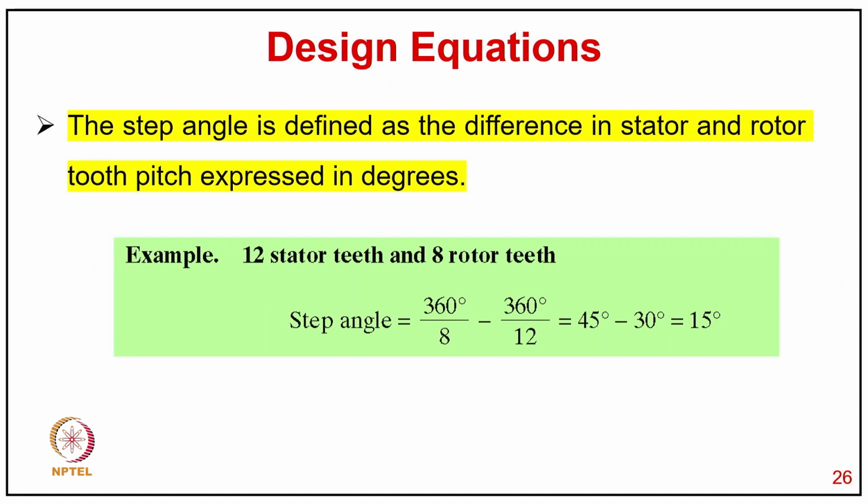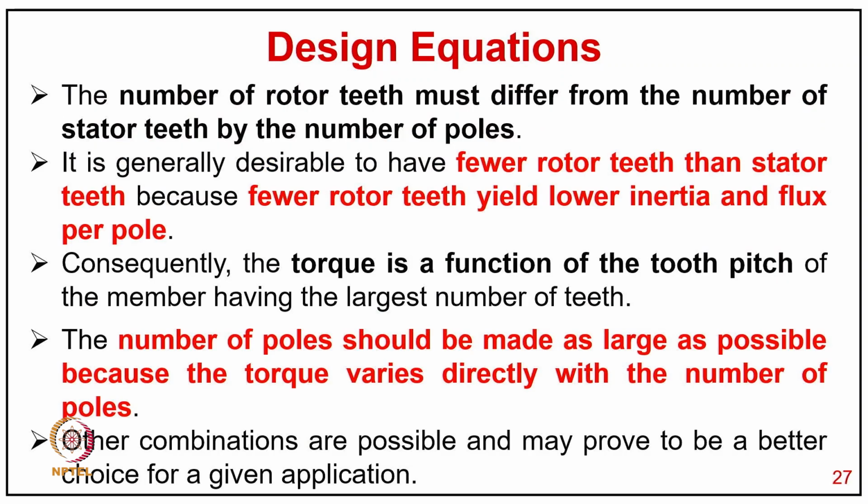The step angle is defined as the difference in the stator and rotor tooth pitch expressed in degrees. Example: 12 stator teeth and 8 rotor teeth. So the step angle is 360 by 8 minus 360 by 12, so it's 45 minus 30 degrees, equal to 15 degrees. The number of rotor teeth must differ from the number of stator teeth by the number of poles.